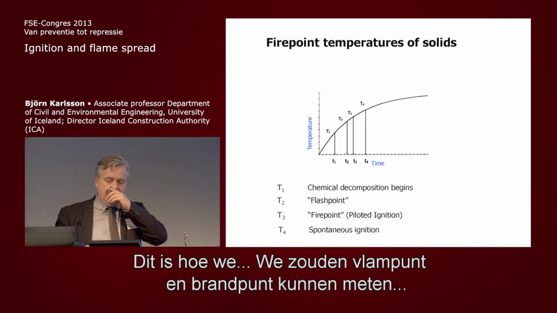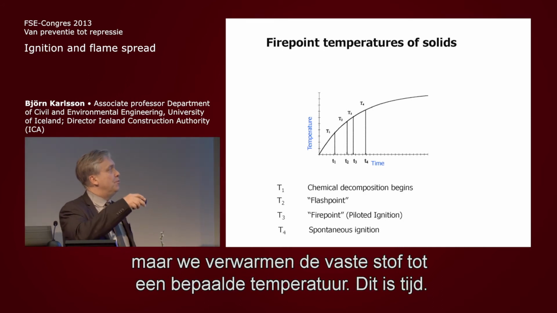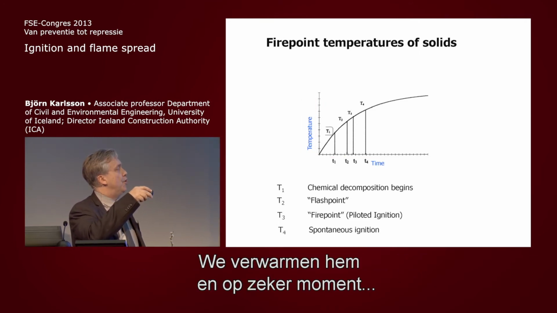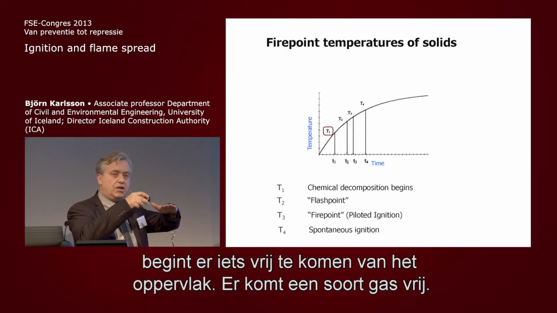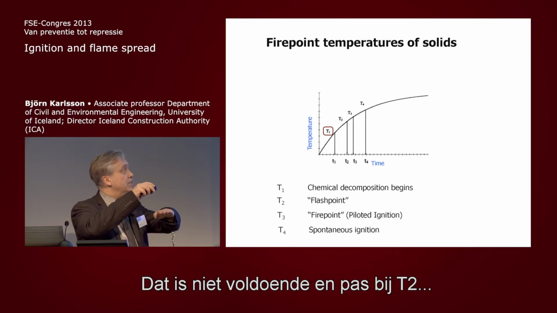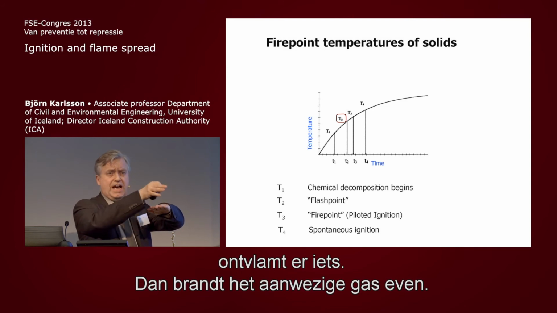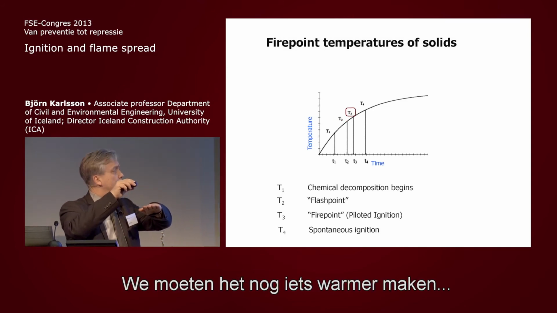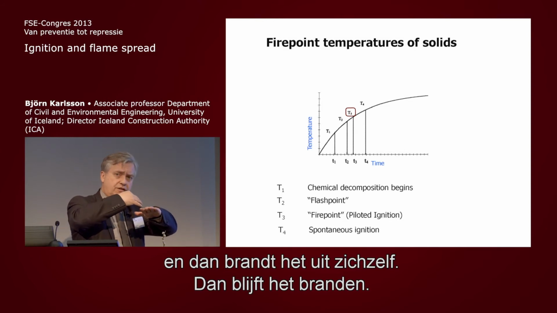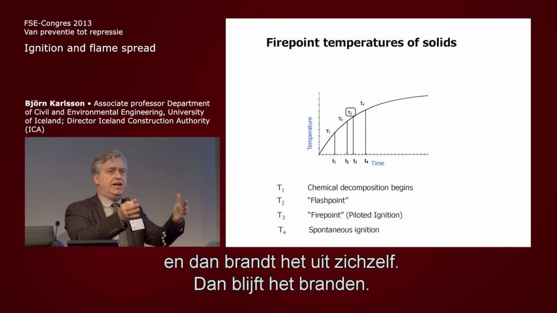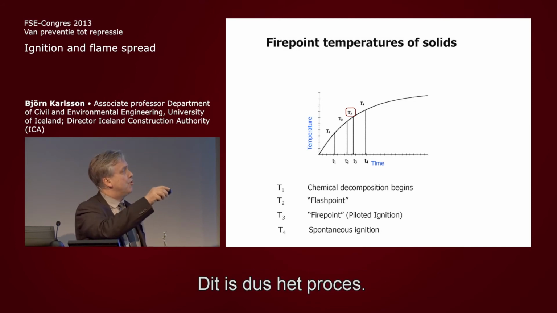So this is how we could measure flash point, fire point. What we're talking about is we heat the solid material up to some temperature. This is time. So we heat it up, and at some point something will start to be released from the surface. Some kind of gas will come out of the surface. That's not enough, and it's only here at T2 where suddenly something flashes. We burn the gas that's there. We have to heat it up a little bit more, and then it actually starts burning by itself, and sustained burning, so it keeps burning. So this is the process.